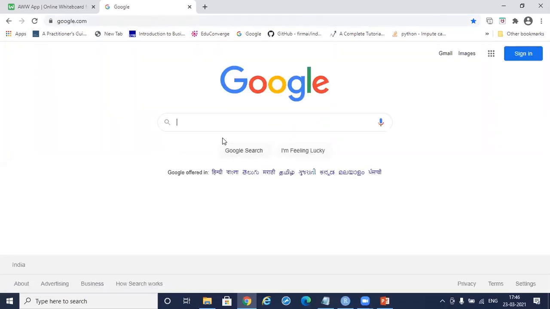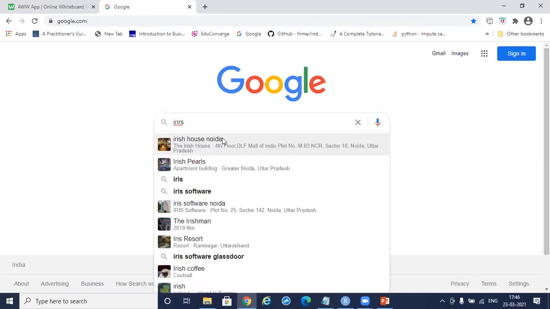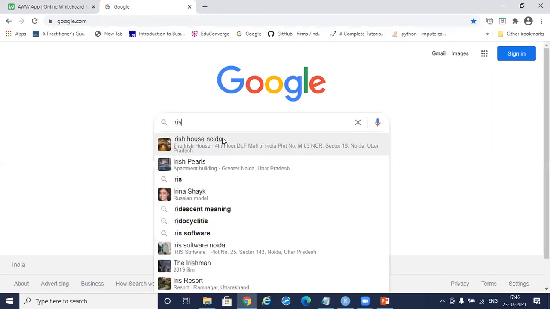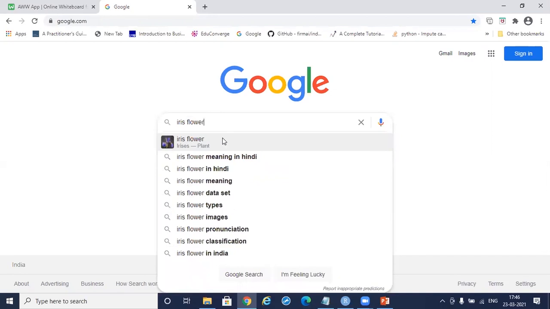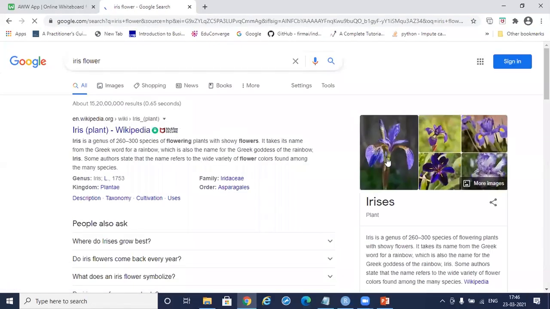Let me show you the iris flower. Iris flower. So iris is a flower basically. This particular flower has 3 ranges there, which means 3 species, and the data set is based on this flower's measurements.